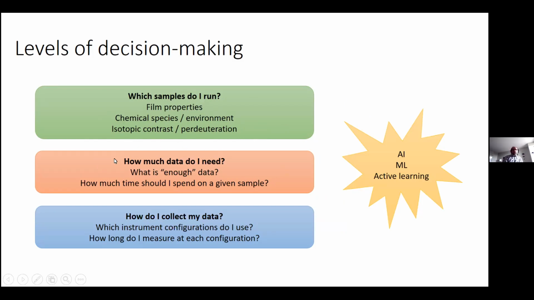Then once you've decided that, you say, well, how much data do I need for each of these? How long do I measure each of these different, for example, isotopic contrasts? How much time do I spend on a given sample? What's enough, right? And then there's another level underneath all that. Once I've decided which isotopic contrast and how long, how do I actually go about collecting that? What's my Q spacing? How long do I measure at each, or my binning, or what wavelength range do I use, or something like that. Each one of these is, in principle, subject to some sort of AI, machine learning, or active learning type approach.